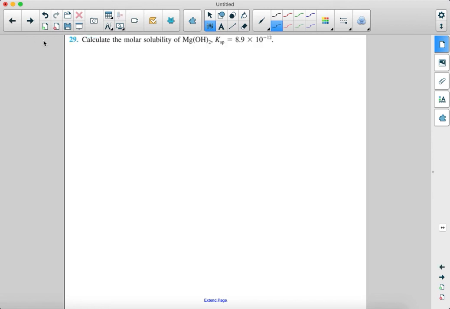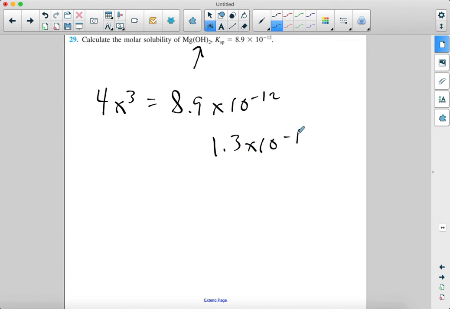And then next question was 29 you had to do. Molar solubility, the first thing I notice, it's MgOH2. So that means I have a total of 3 ions. So 4x cubed is equal to 8.9 times 10 to the negative 12. So the first thing I'm going to do is go 8.9 e negative 12. I'm going to divide by 4, and I'm going to take the cube root of it, and I get 1.3 times 10 to the negative 4th.